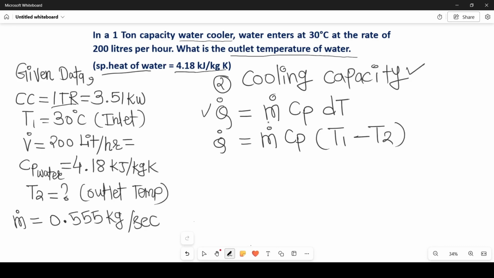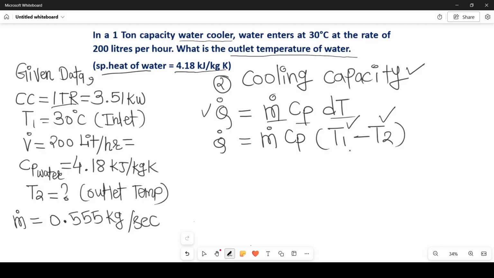Now let us calculate the outlet temperature of water using cooling capacity formula, which is Q dot is equal to m dot Cp delta T. Delta T here is the temperature difference between water inlet and outlet. So I will write delta T as higher temperature minus lower temperature. Now, should I use this temperature difference in Kelvin or degree Celsius?